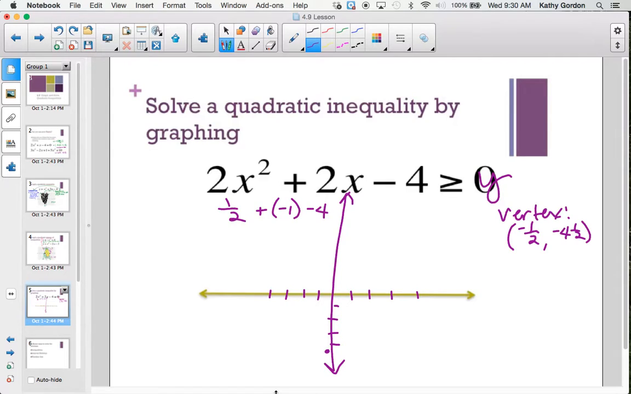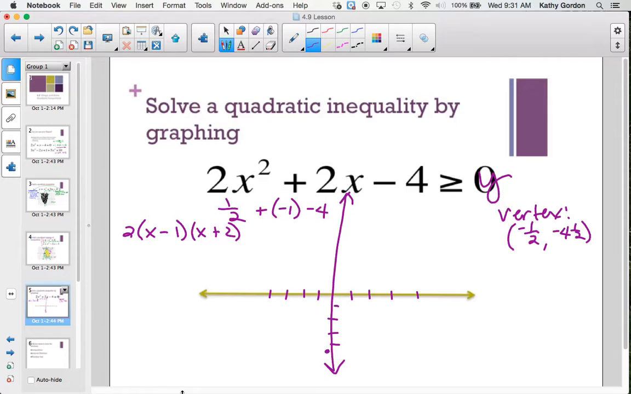Anybody got factors? Yeah, I think 2 times x minus 1 times x plus 2. That's wrong. It's negative 2. Okay, that's right. So we good?